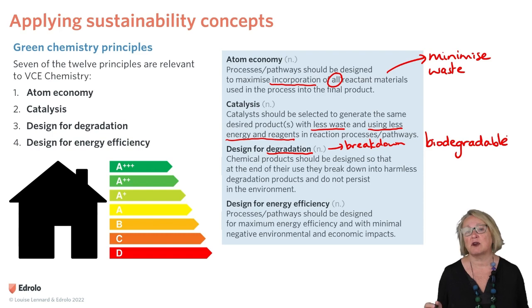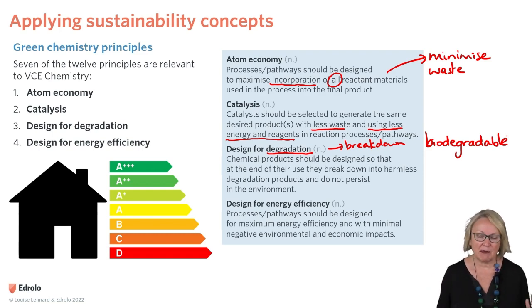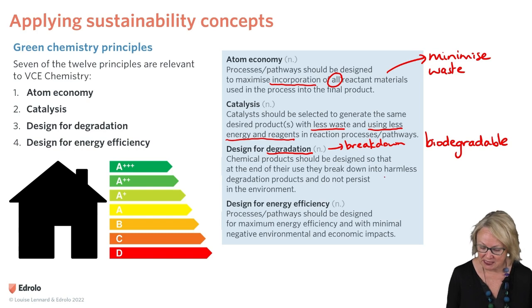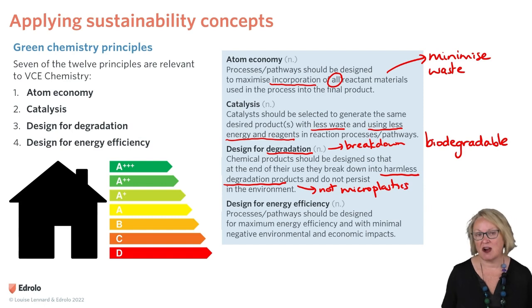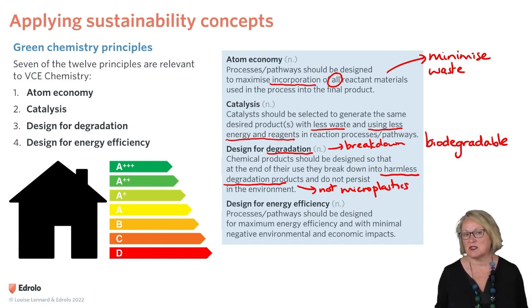It's different to compostable, which means it can be broken down. So chemical products should be designed so that at the end of their use, they break down into harmless degradation products. In other words, not microplastics. And they don't persist in the environment. Unfortunately, many substances can last for hundreds of years.